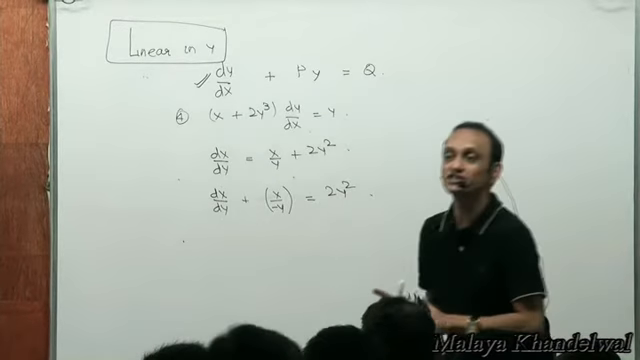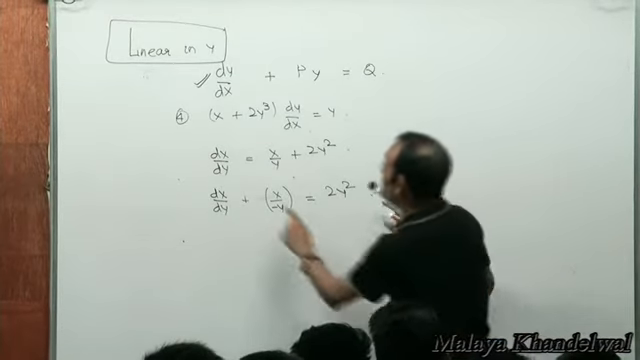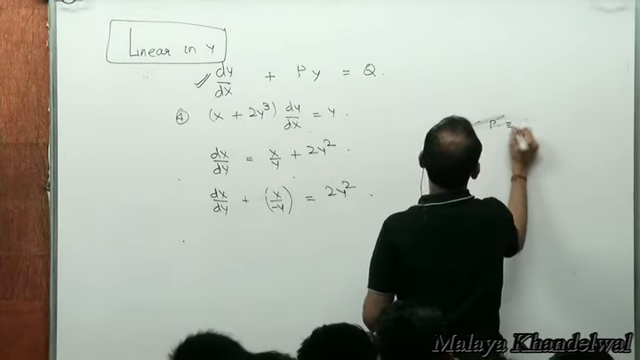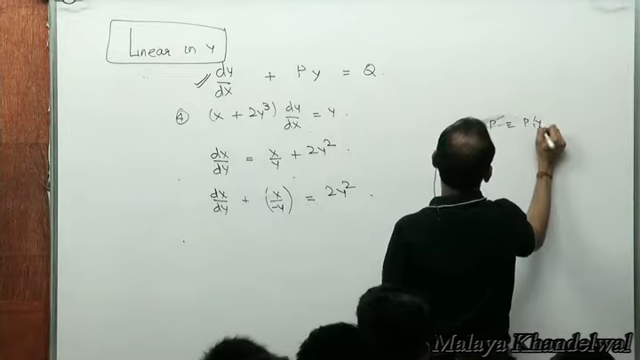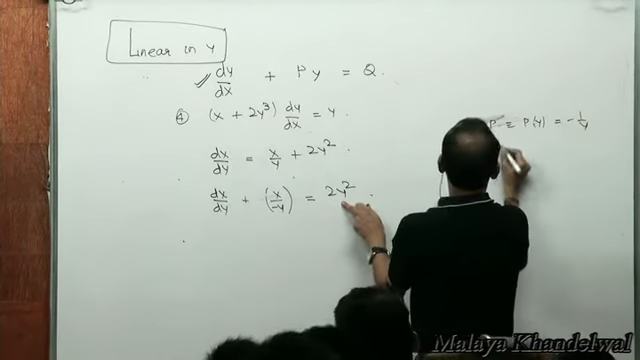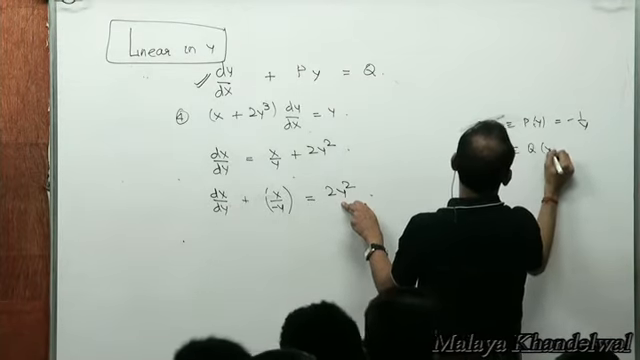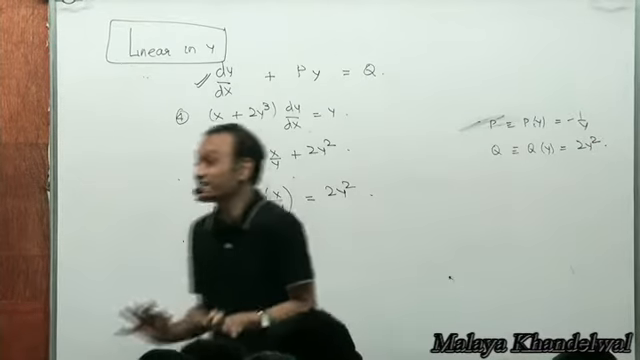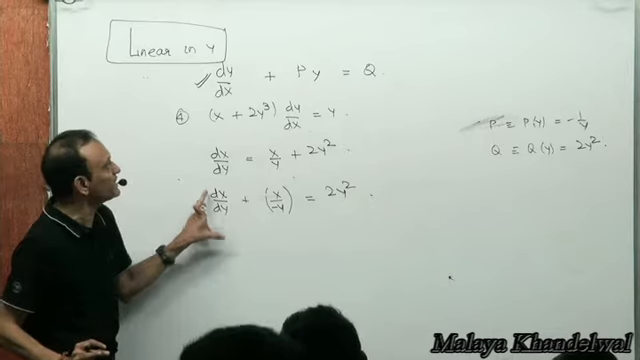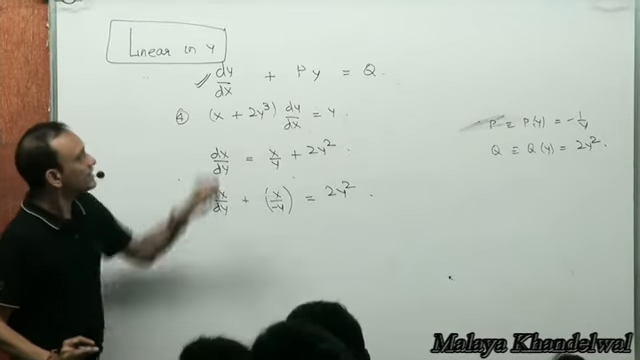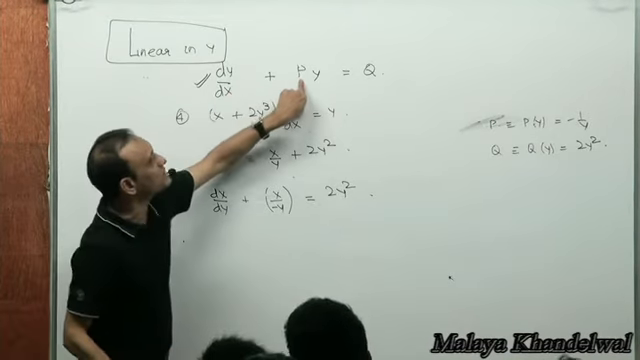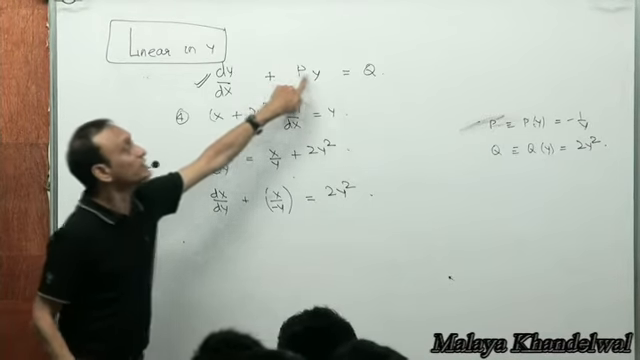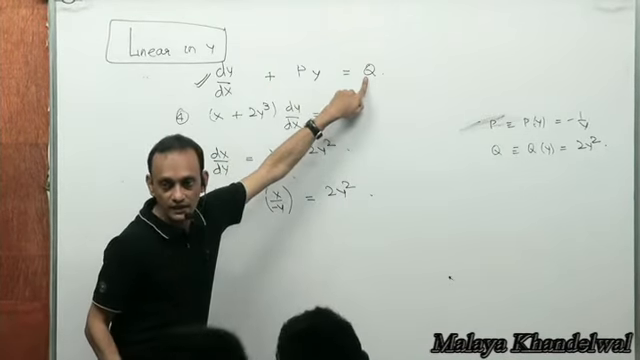It's linear in x. Where p is minus 1 by y, a function of y, and q will be a function of y, which is 2y squared. It's linear in x, not linear in y. Do you realize it's linear in x? Instead of y, we have x. dx/dy plus x into a function of y equal to a function of y, right?